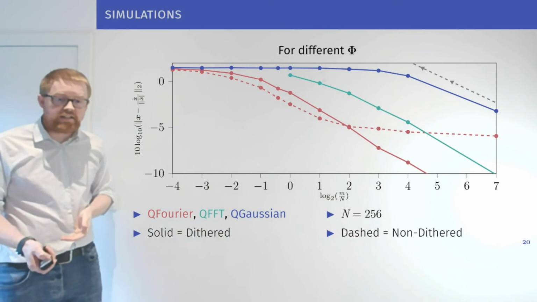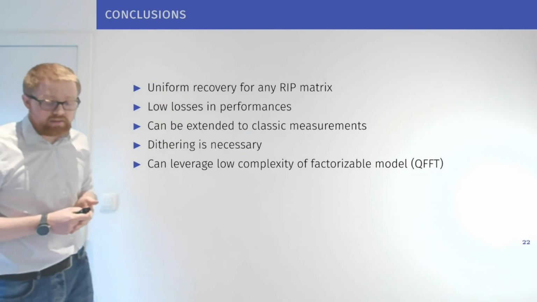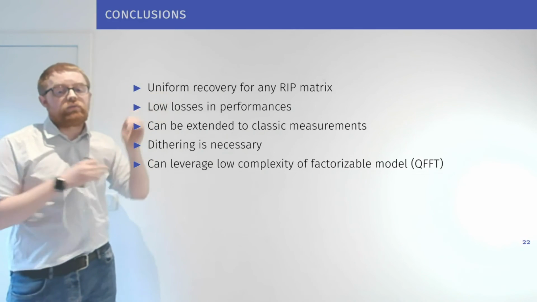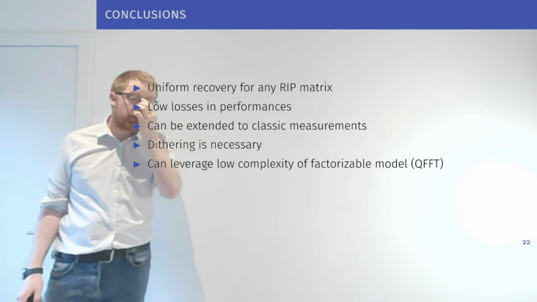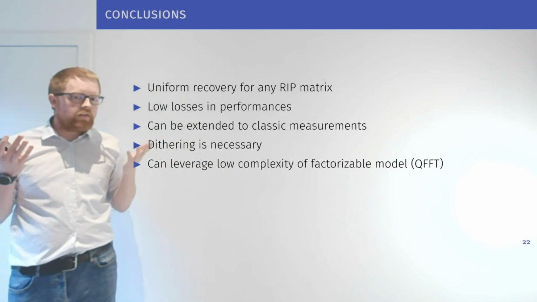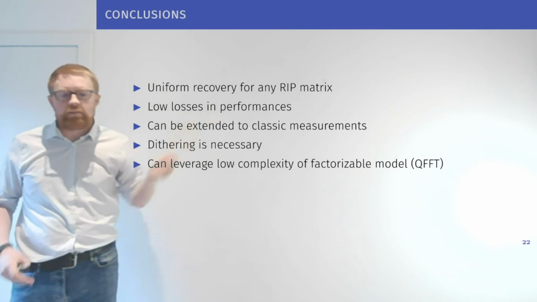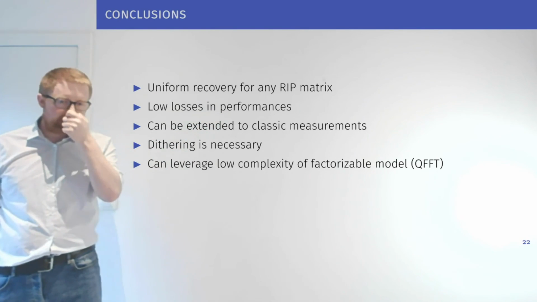So this is the end of my talk. What we've seen is that you can get uniform recovery guarantees for any RIP matrix when you want to do the quantized back projection of quantized data with sparse vectors. Considering the loss of resolution in the processing, we suffer relatively low losses in terms of performance. You just need to slightly increase the number of measurements to make up for it.